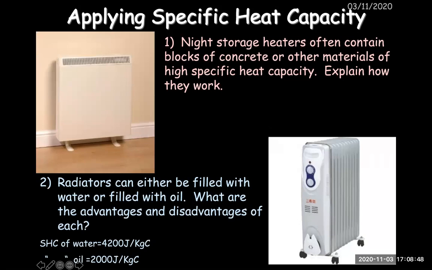And there's also a question here, which is radiators can either be filled with oil inside these little rims here or ribs, or they can be filled with water. Can you think of any advantages and disadvantages? I've given you underneath the specific heat capacity of water, which we've already talked about on the last slide. And I've also given you the specific heat capacity of an average oil. So have a think about those, talk amongst yourselves, and try and come up with an explanation for either of those two questions. And then we'll talk about them in a second. So please pause the video now.